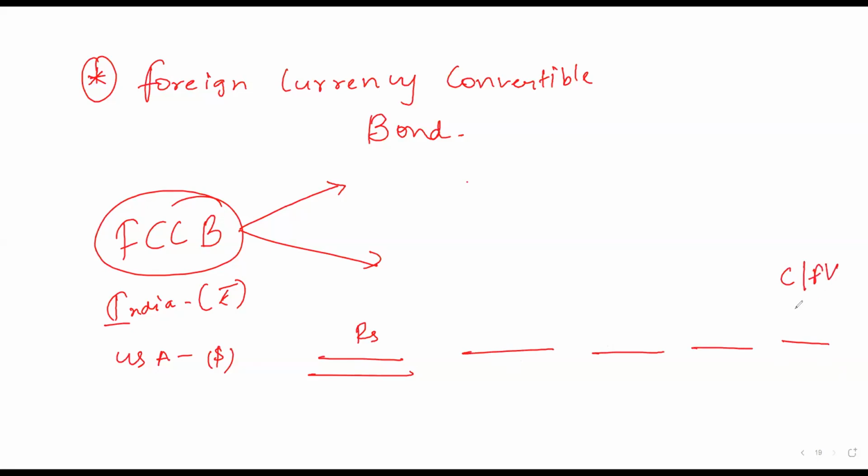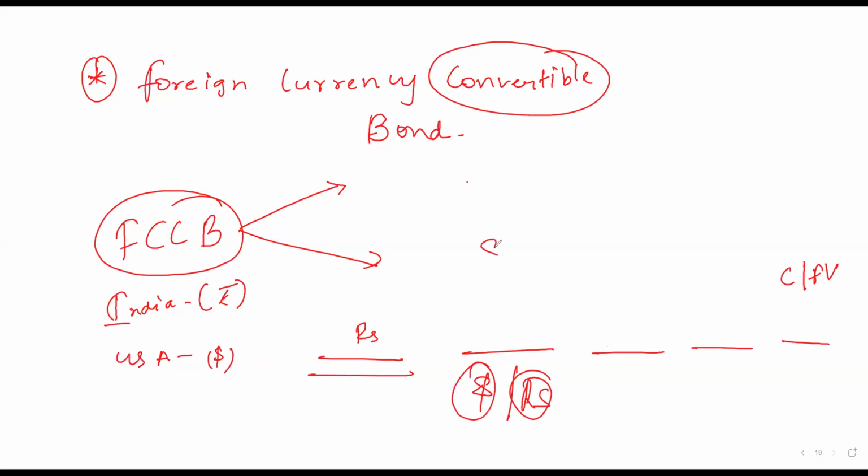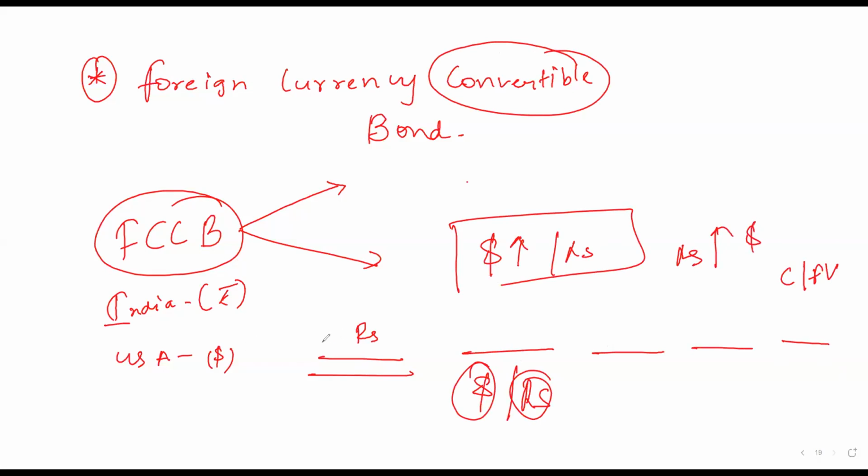Here I have a right to convert this bond into a foreign currency. It may be dollar, or it can be rupee. But if I have an option to convert it into dollar, when will I convert it? When the dollar appreciates with respect to the rupee. When will I convert it into rupees? When the rupee is expected to appreciate against the dollar. So there is a convertible option over here: either I get the money in dollar terms or in rupee terms. The coupon and face value can be received in rupees.